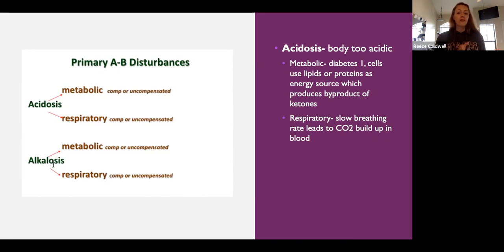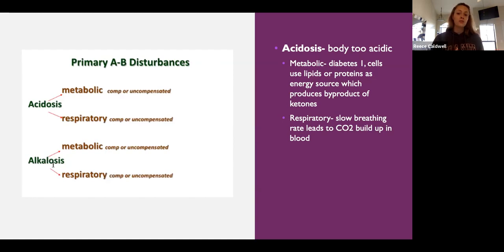Whenever we talk specifically about metabolic acidosis, this could be caused by type 1 diabetes. People with type 1 diabetes have a problem metabolizing glucose. And so they're going to use other sources like lipids and proteins, fats and proteins, to break down for energy into ATP. And the byproduct of that is going to be ketones and some hydrogen ions. Ketones cause acidity as well as hydrogen ions. So that would be an example of metabolic acidosis.